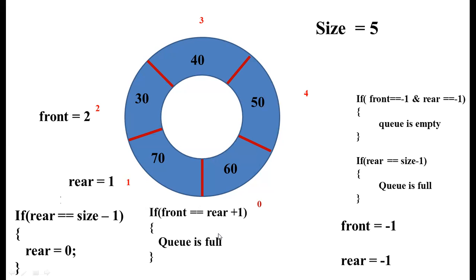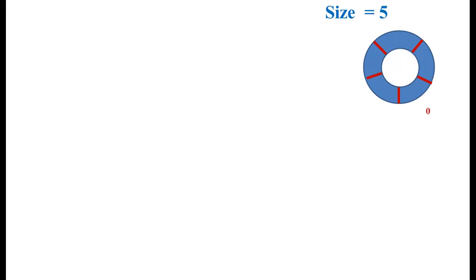So we can perform the insertion operations, deletion operations, and display operations by using this logic. So this is how a circular queue gets executed. Now let us see the logic for implementing these circular queues. This is our circular queue, and we have taken its size as 5 with index values 0, 1, 2, 3 and 4.